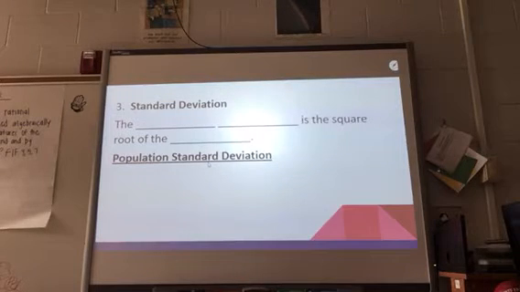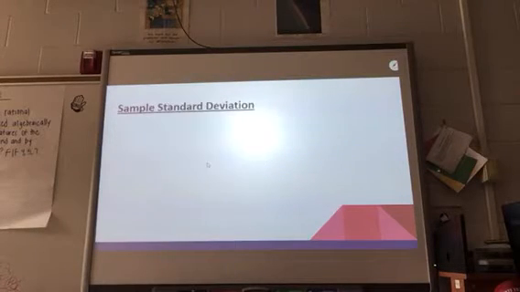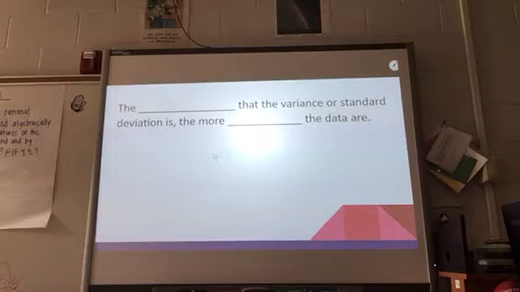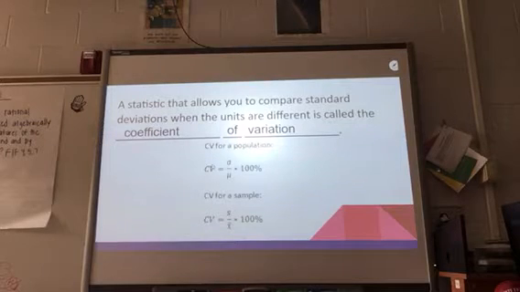All right, the third one is the standard deviation, which is the square root of the variance. So it's the same formula, you just take the square root. Okay, the larger the variance or standard deviation, the more variable the data are. A statistic that allows you to compare standard deviations when the units are different is called the coefficient of variation. There's the formula. It's the standard deviation divided by the mean times 100%.